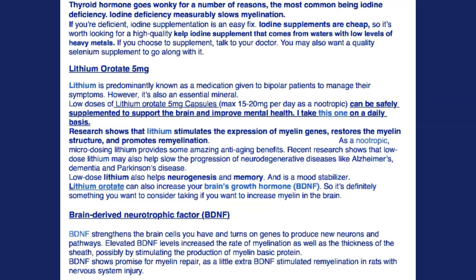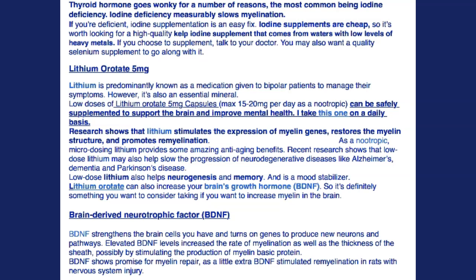Recent research shows that low-dose lithium may also help slow the progression of neurodegenerative diseases like Alzheimer's, dementia, and Parkinson's disease. Low-dose lithium also helps neurogenesis and memory, and is a mood stabilizer. Lithium orotate can also increase your brain's growth hormone, BDNF. So it's definitely something you want to consider taking if you want to increase myelin in the brain.